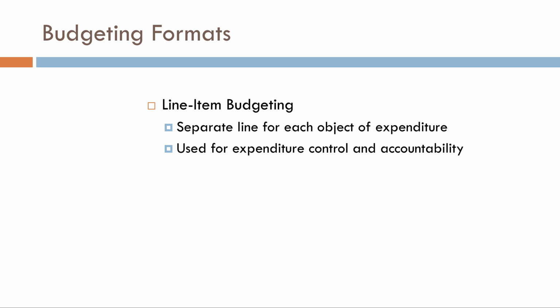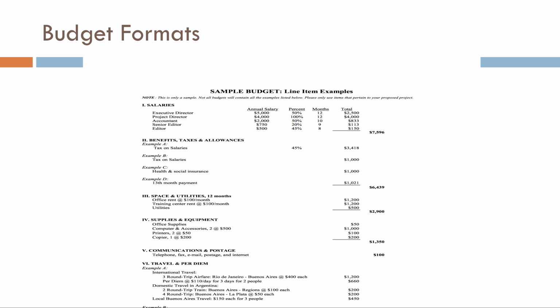And again, line item budgeting gives you no detail. It provides very little control or accountability. It just basically tells you that something's going on. And here on the screen, you can see an example of a line item budget. Again, this isn't the standard, but this is just an example that I pulled off of the web a while back.